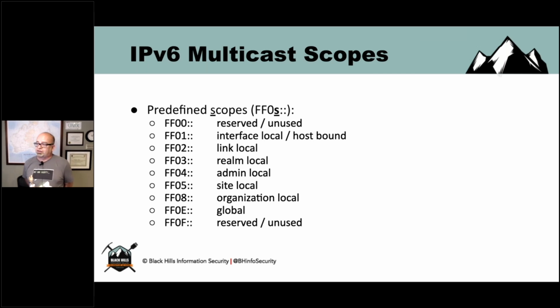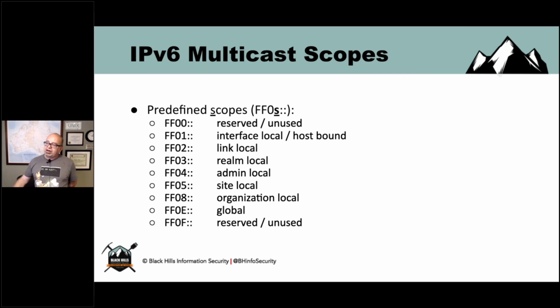FF02, link local. FF03 is realm local. FF04, admin local. 05, site local. 8, organizational local. FF0E is global. So there is such a thing as participating in global multicast with v6. And there is in v4 as well, but it's better defined in v6. And then FF0F is actually reserved and unused again.